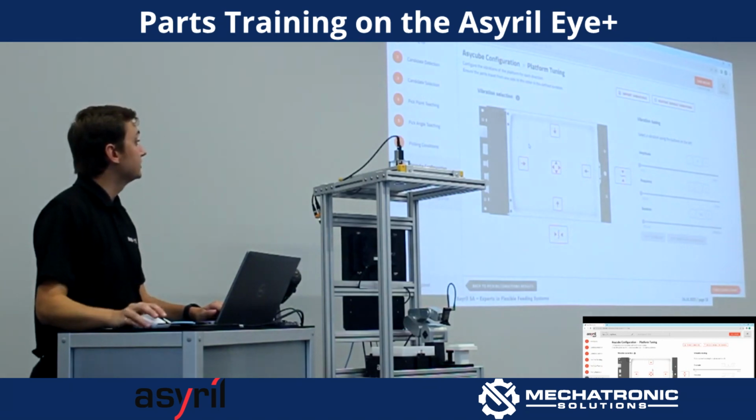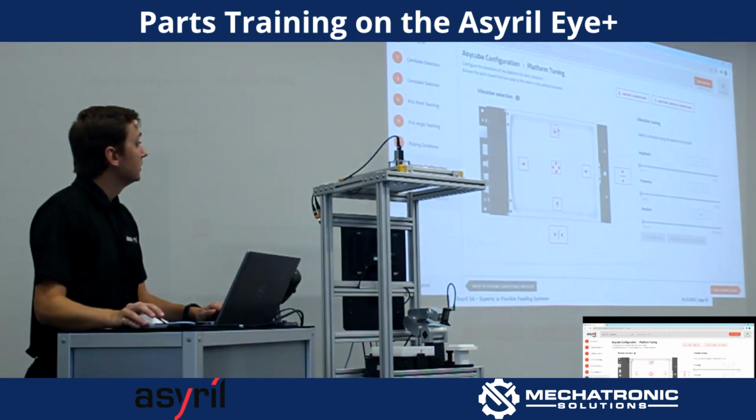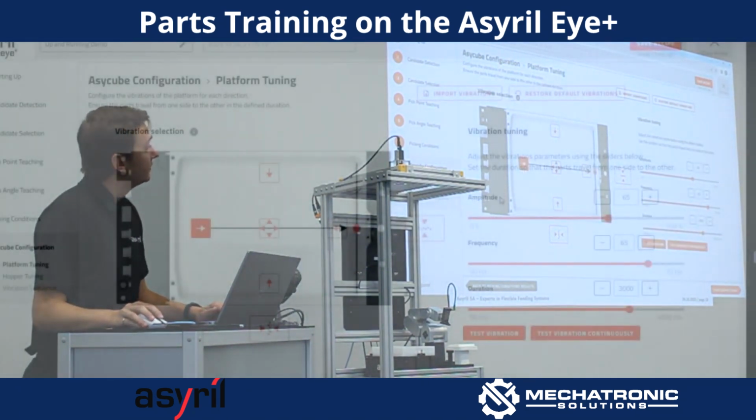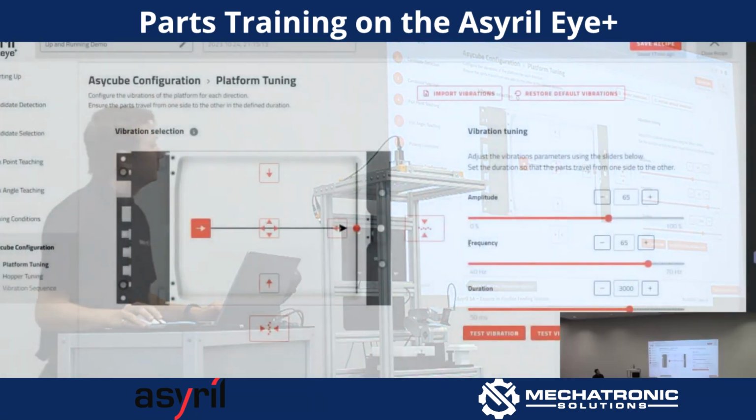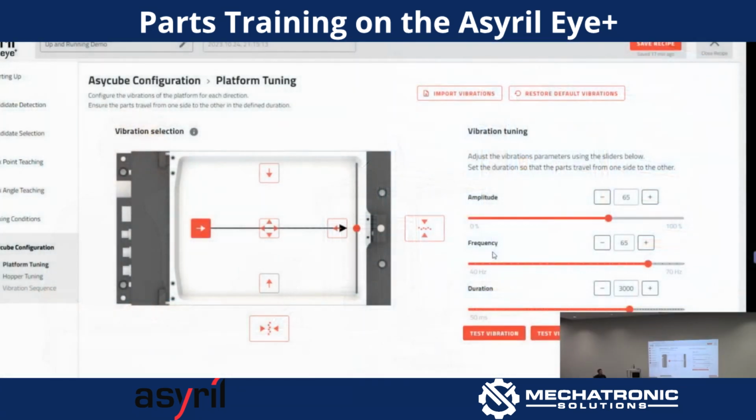So the best way to do it is to adjust all of these values. You can adjust the ASYcube vibration amplitude here, from 0 to 100%. You can adjust the frequency. The frequency range for the 240 is 40 hertz to, I believe, 70 something. So you can adjust it as you see fit. It'll fill in default vibrations, and these typically work for most parts. And you can adjust the duration as well.